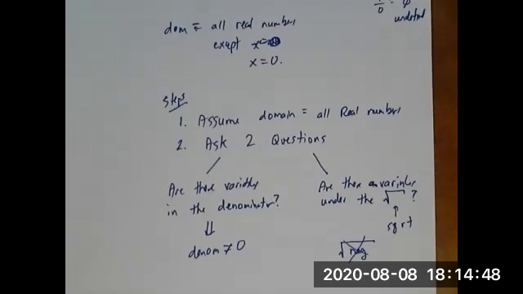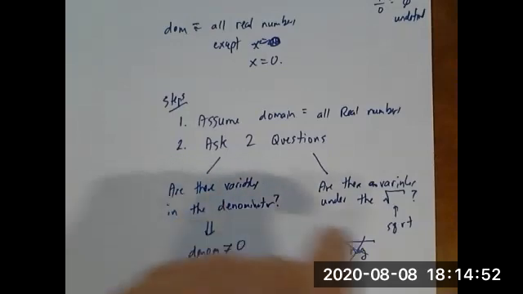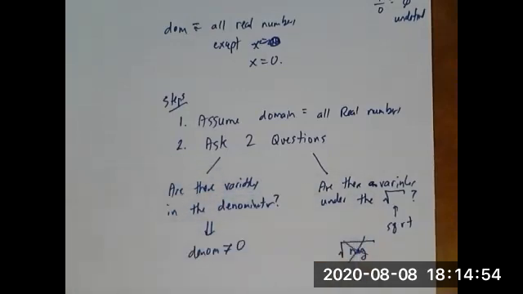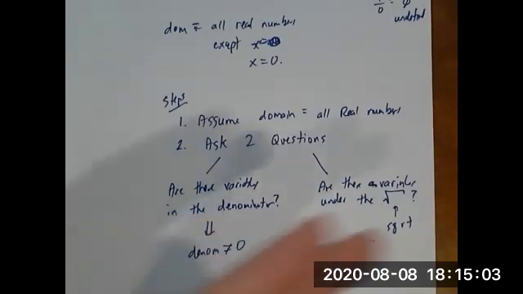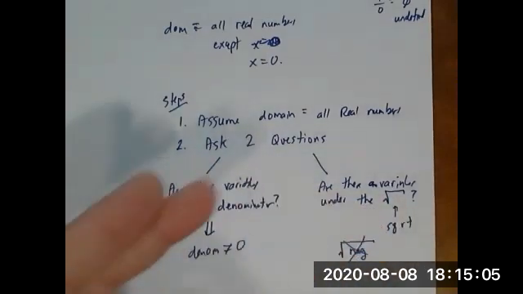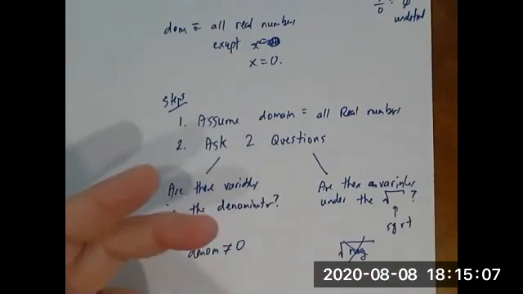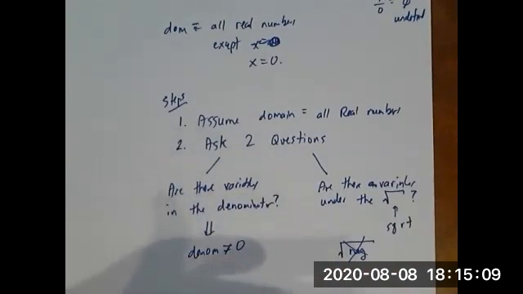So the good thing is, when we're looking for domains, these are the 2 situations we have to look for. You give it a function, you assume the domain is all real numbers, then you say, do I have any variables in the denominator or do I have any variables under the square root? If I have either one of those or both, then I have to go in and investigate because it's probably going to change the domain. If I don't have either one of those, then I'm done.